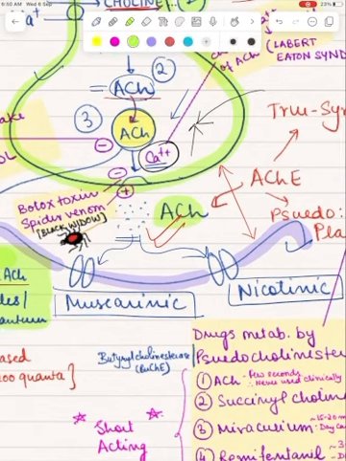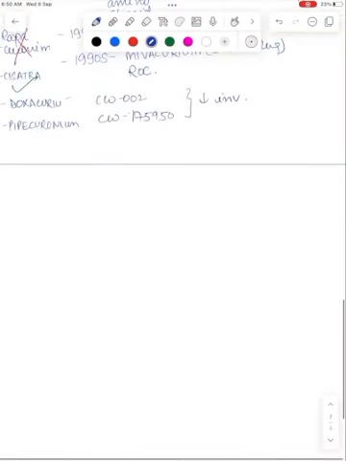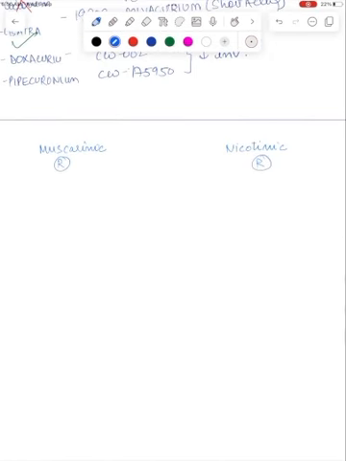Now, postsynaptic cholinergic receptors can be of two types. We have nicotinic receptors and we have muscarinic receptors. So, cholinergic receptors can be divided into muscarinic receptors and nicotinic receptors. For our purposes of discussion, nicotinic receptors are more important because these are the receptors with which neuromuscular blocking drugs are going to interact.